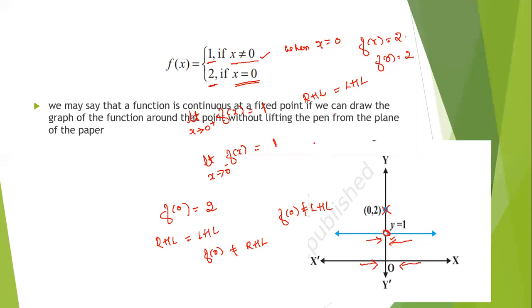See, we may say that a function is continuous at a fixed point if we can draw the graph of the function around that point without lifting the pen from the plane of paper. This I have already explained.